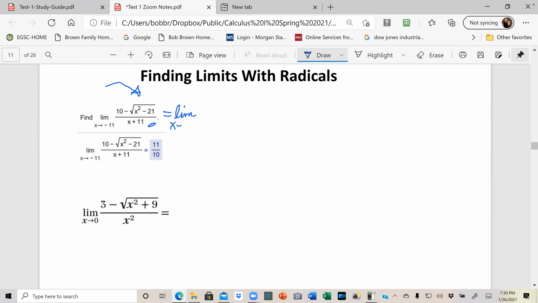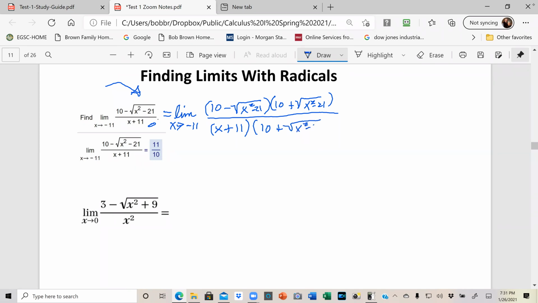So let's set this up like this. We're going to just write down what we see. And then we're going to multiply it by the radical conjugate, which will be 10 plus the radical. If that was radical minus 10, you would do radical plus 10, okay? But anyway, we're going to do 10 plus the radical of x plus 11. And always remember to multiply the denominator by the same factor. And now, the way we've done this is going to make it easy.